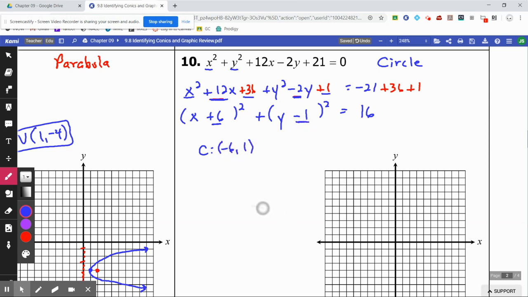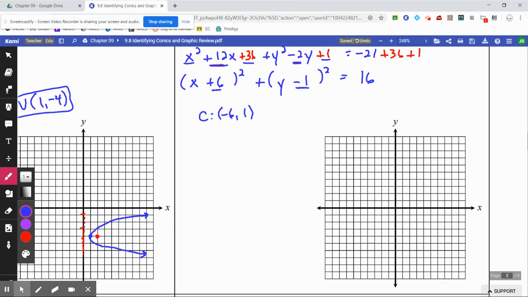So therefore, our center of this circle got moved left 6, and it got moved up 1. So -6, 1 will be the center. So let's go ahead and plot it. And here is our radius squared. So therefore, that means our radius would have to be 4.